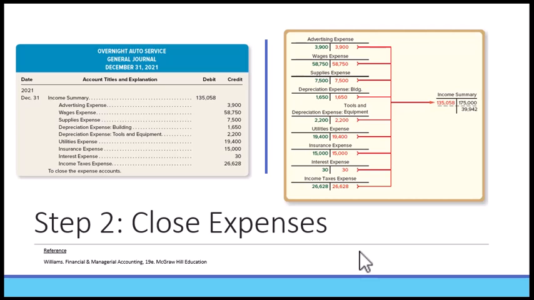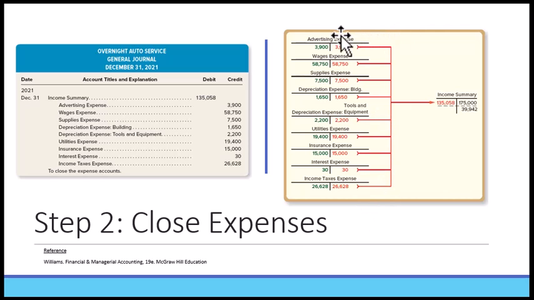How do you do that? You do just the opposite. You post a credit to the account for that amount. So we're going to go through each of these expense accounts and credit them for the exact amount of the debit balance. When we do that, it zeroes out the account, and these accounts have a net zero balance, okay?